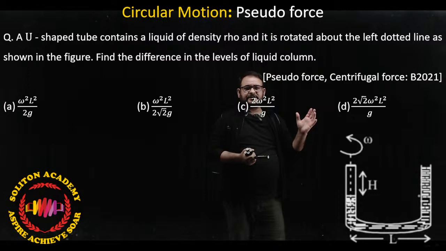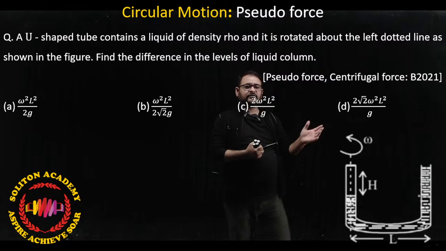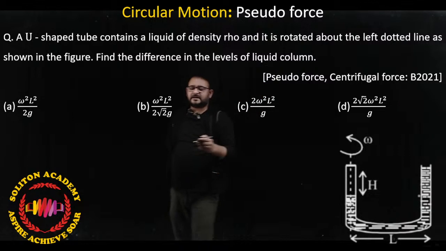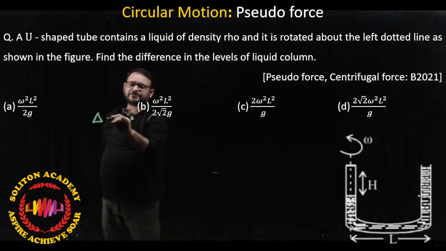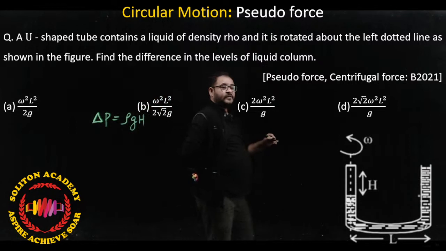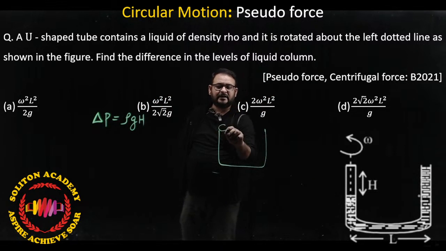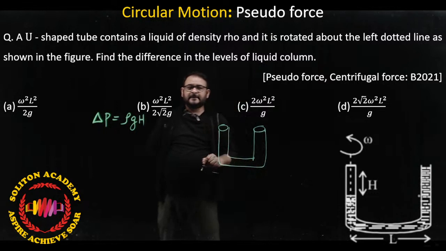a liquid with density rho. It is rotated about the dotted line. The difference in the level of the liquid column. देखिए difference in the level क्या show करता है? Hydrostatic pressure jump. That is rho g h. अब ये देखिए, अगर ये U ट्यूब है, राइट, तो इसमें ये हाइड्रोस्टैटिक जंप किसकी वजह से है?